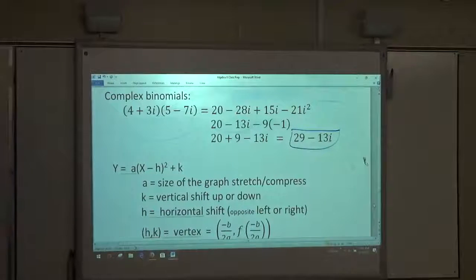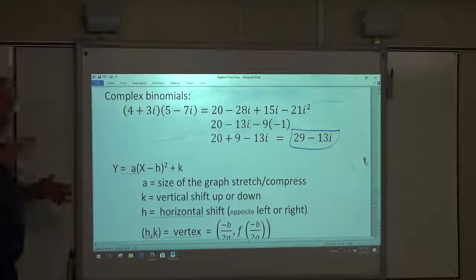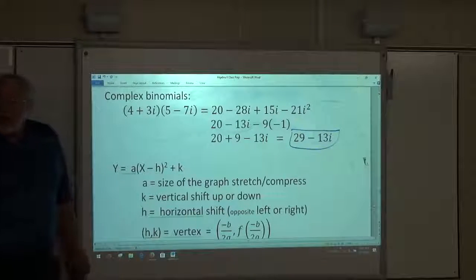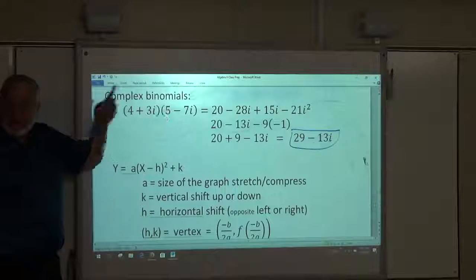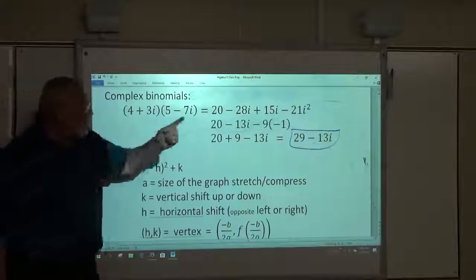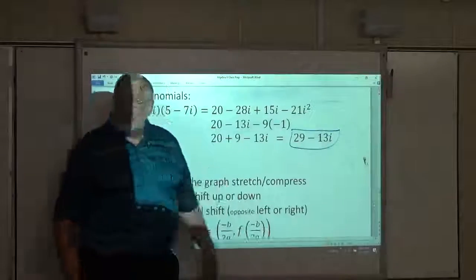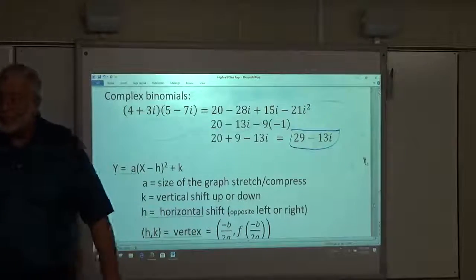It makes so much sense. Okay? Yeah, and it's different, but it's not hard. Right? And this builds on what you already know about FOILing and binomial multiplication, with the exception that you now have an i squared that allows you to simplify that last term.